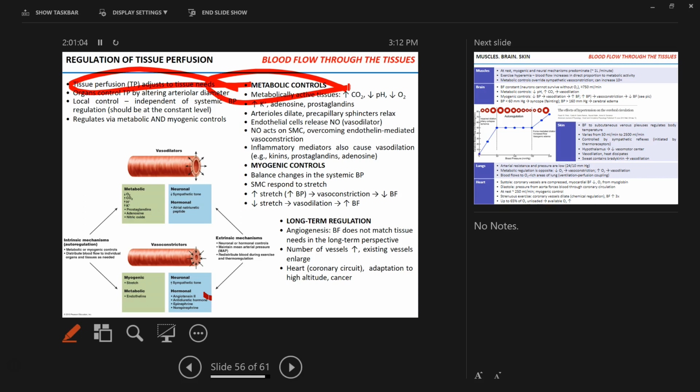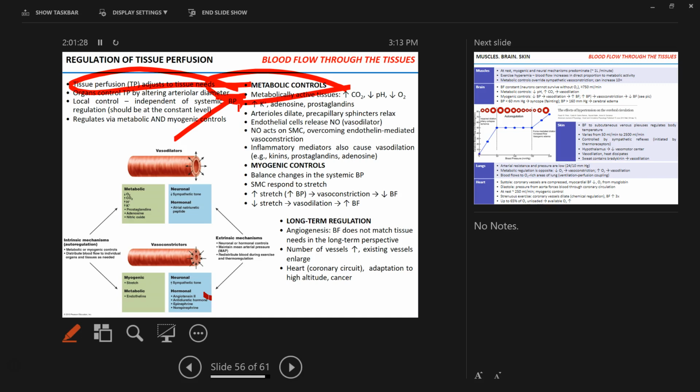Does that make sense? So basically, metabolically active tissues, right here, they will increase their own perfusion. Okay? How can you increase the amount of blood locally that reaches the tissue? There's only one way.